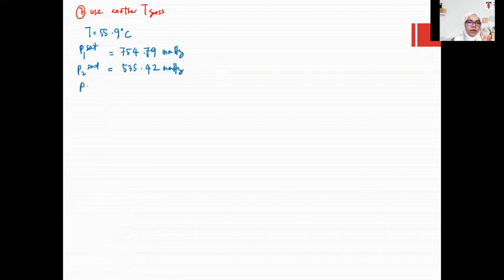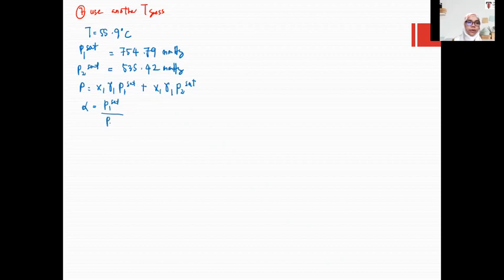Okay, once we obtain the P1 and P2 saturation, we can determine the value of pressure, right? So P equals X1 gamma 1 P1 saturation plus X2 gamma 2 P2 saturation. So it gives us the value of P. But we can also use another method by using the alpha. Since we already used the alpha, you may use it in comparing the guessed and calculated temperature.